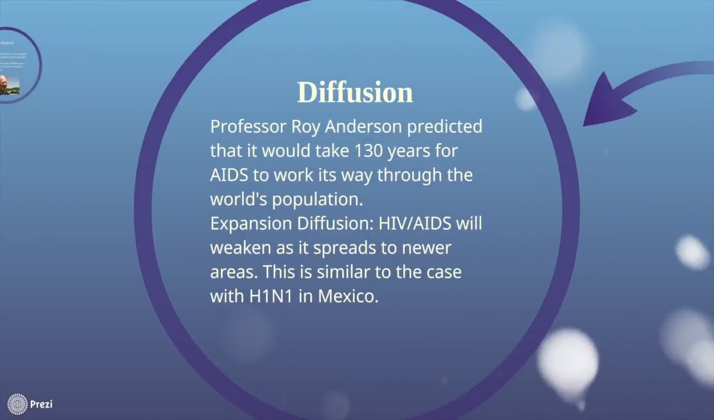Diffusion. Professor Roy Anderson predicted that it would take 130 years for AIDS to work its way through the world's population. Expansion diffusion. HIV/AIDS will weaken as it spreads to newer areas. This is similar to the case with H1N1 in Mexico.